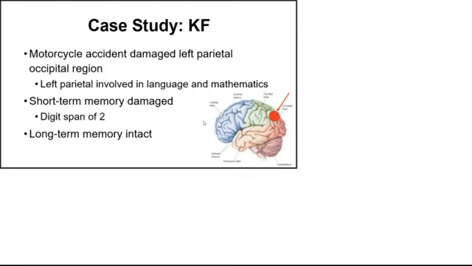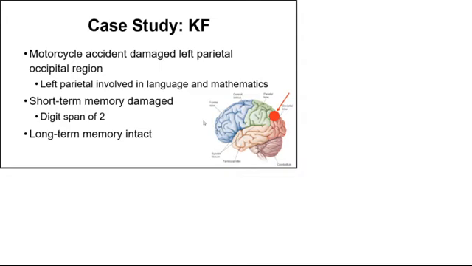Our next case study actually does break the model, though. And this is the case study for an individual known as KF. In this case, we don't actually know what the initials stand for. I've looked and looked, but it's just K and F. So this individual was in a motorcycle accident, and they had damage to their left parietal occipital region. So you can see the little red dot on the brain there. So they had damage to that part of their brain.